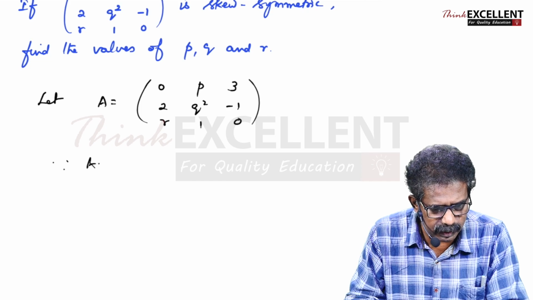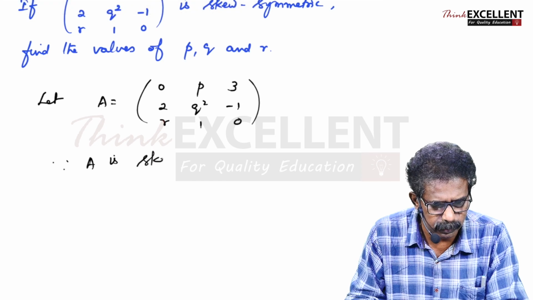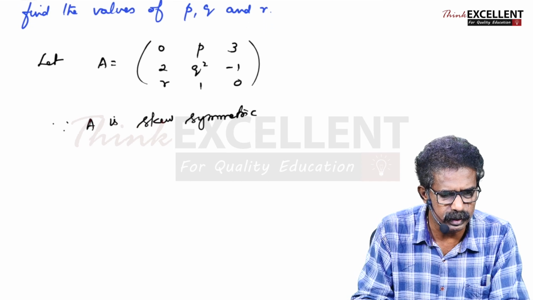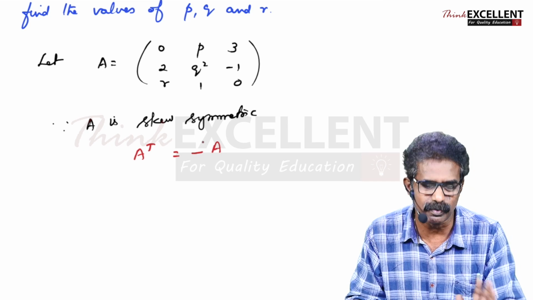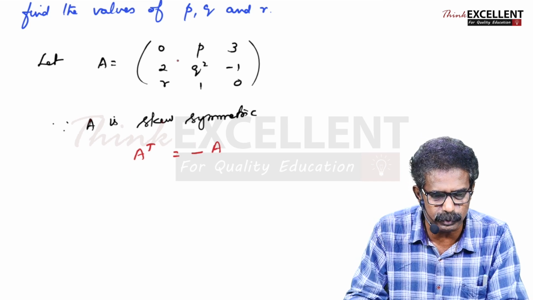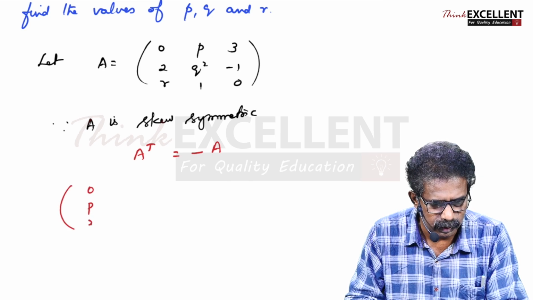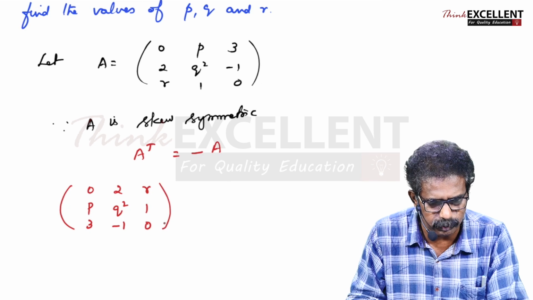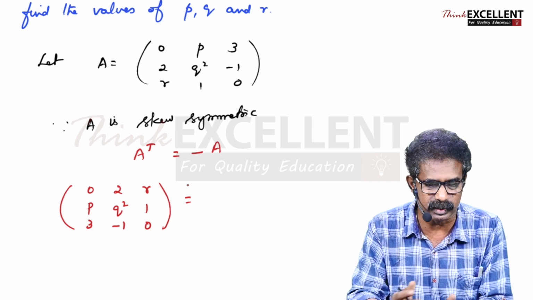So since A is skew symmetric, what can you say? You know A transpose is equal to minus A. That's all. Now it's very easy, right? Take the transpose of this matrix. First row 0 P 3, second row 2 Q² minus 1, third row R 1 0. This is A transpose equal to minus A. A we know, minus A is the additive inverse, right? Change the sign.